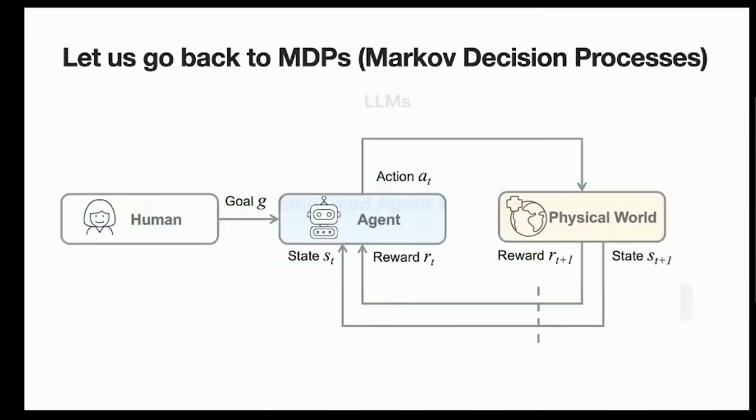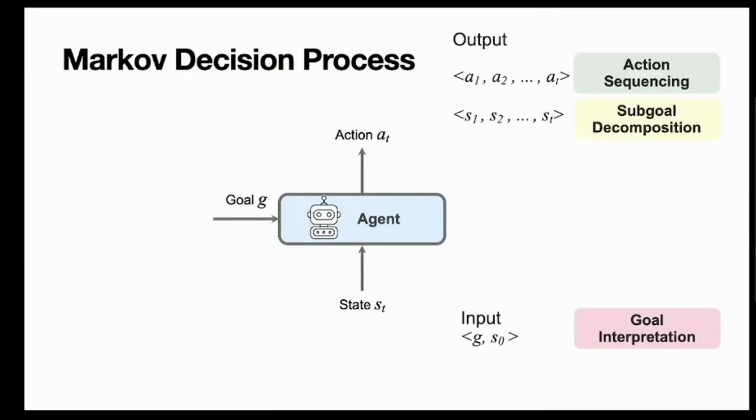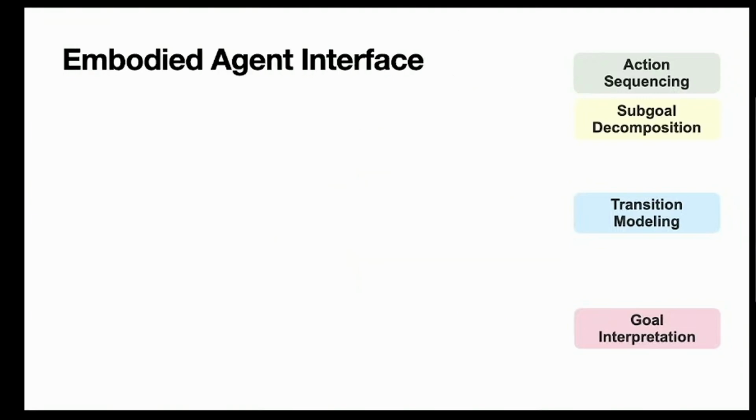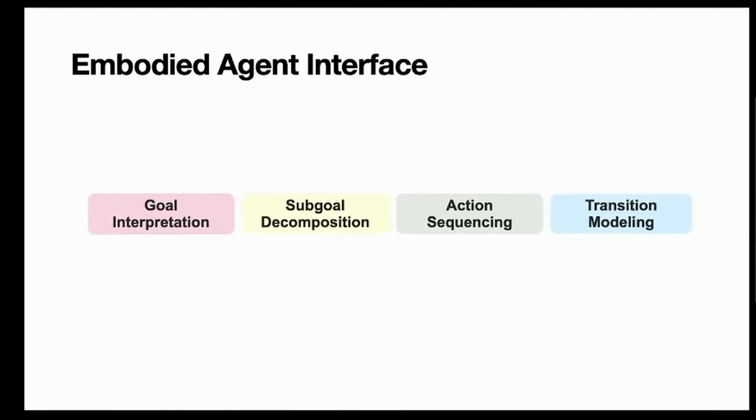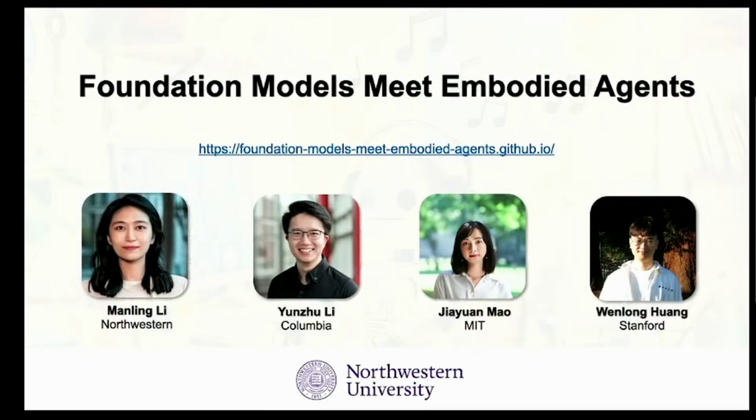For example, we can build the embodied agent interface, and we still build on top of this MDP framework. So we have this goal interpretation component, action sequencing component, sub-goal decomposition component, and also for the single step, we care about the transition modeling. And then we can construct an agent interface that contains all the important components so that they can connect the large language model with the agents. And if you are interested in this kind of direction, please feel free to check our tutorial about foundation models meet embodied agents. We use the MDP framework to connect all the related recent VLA and VLM and LM agent work. Thank you.